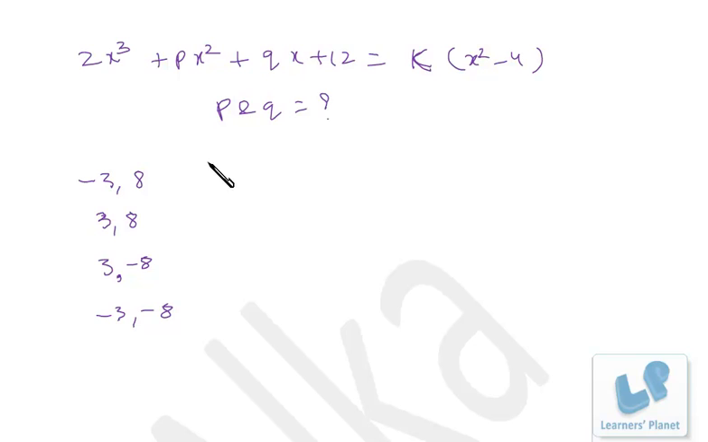And now we have this question here. 2x cube plus px square plus qx plus 12 is a multiple of x square minus 4, or we can say x square minus 4 is a factor of this, right? And we have to find out the value of p and q.